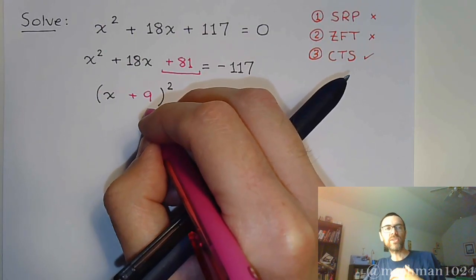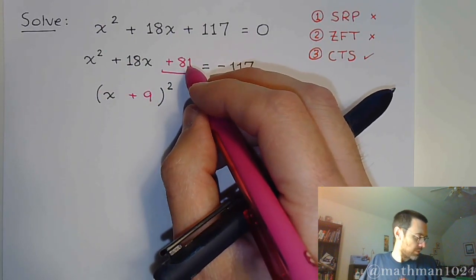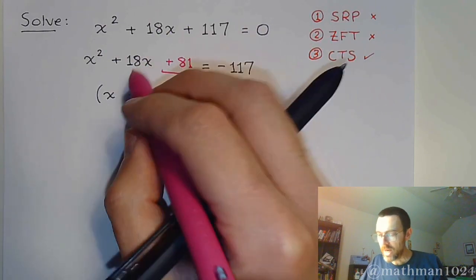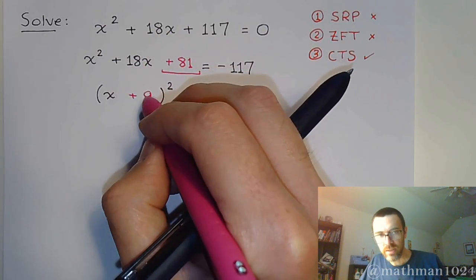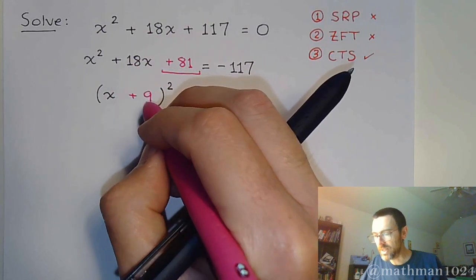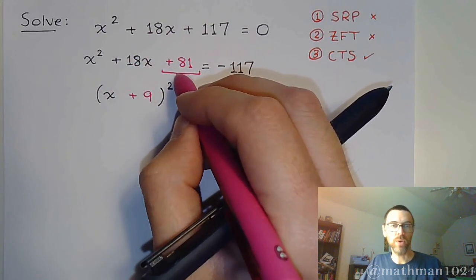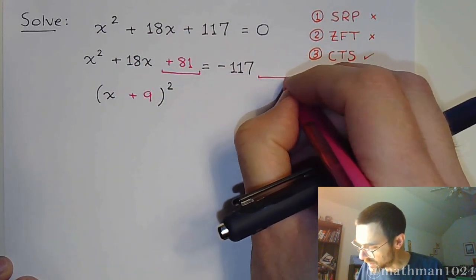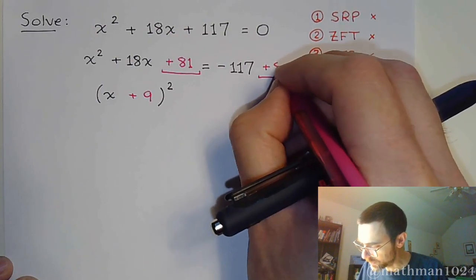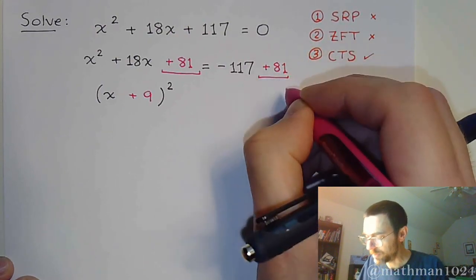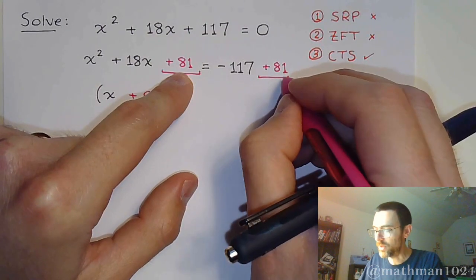But again, I kind of skip the 81, and I just go here. I find the 18, I do half of that coefficient to get 9, I square that to tell me what goes in the blank. And to me, that's a little bit easier way of working it out. But remember, what you do on one side, you do on the other side.